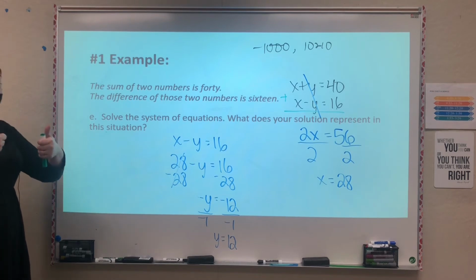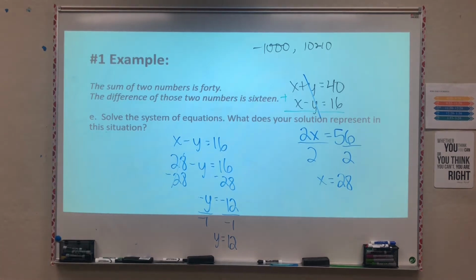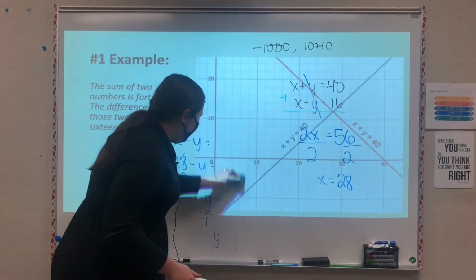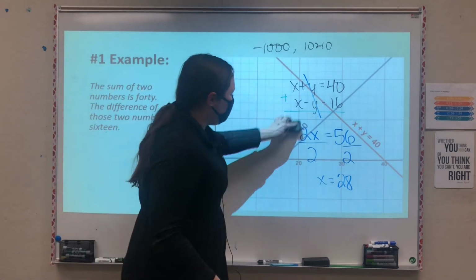You feel good? I think you did great. Yes. I do have the picture of the graph to go with all of this. In this graph, we've got two lines.